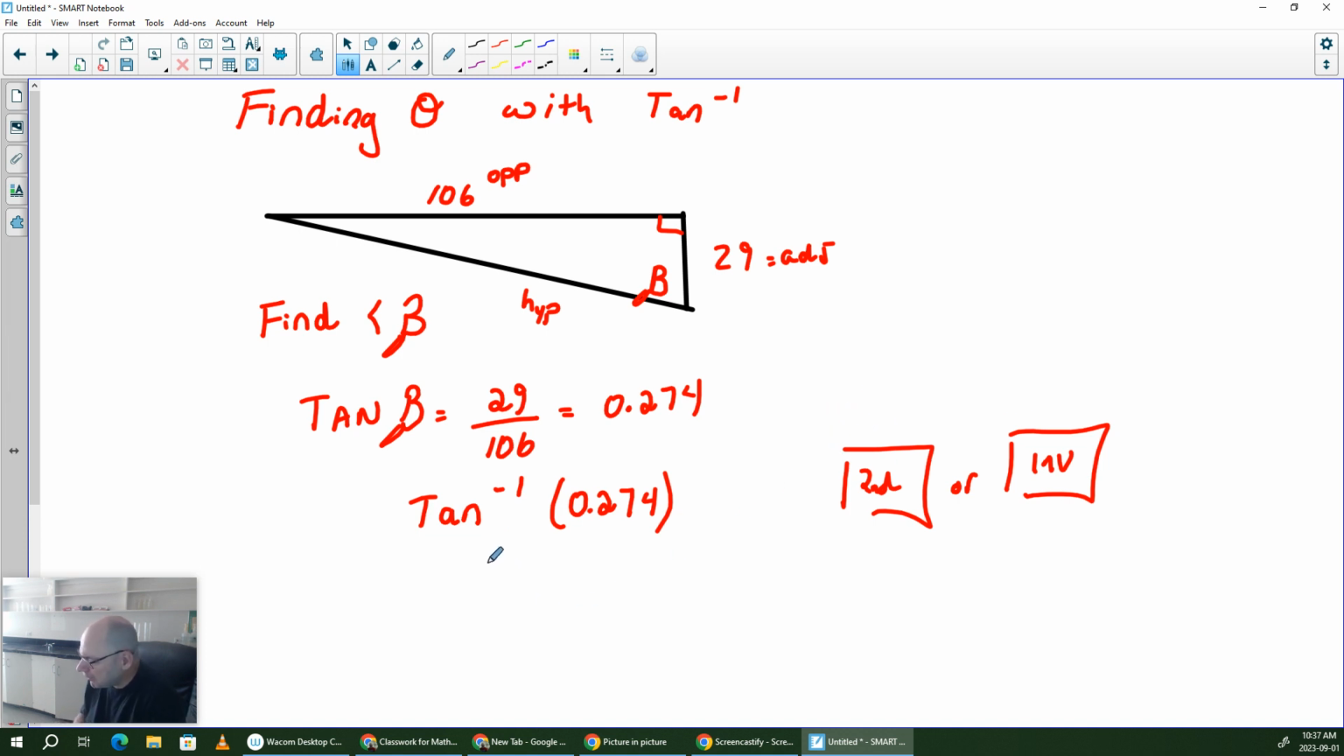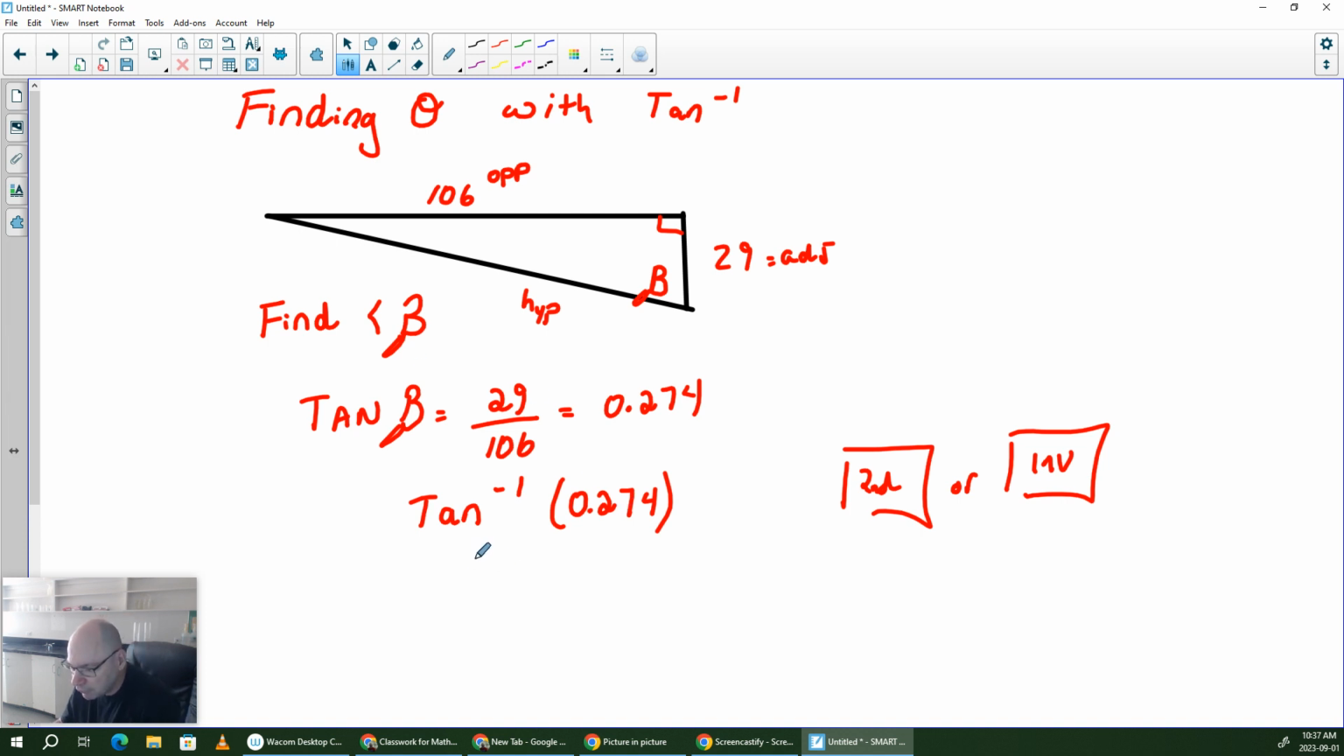If you have a forward calculator, you go inverse tan first. So if you have a forward calculator, you do this first, then you put this in. I'll show you on the big one. So you go inverse tan, and it'll show you that on your calculator. And then you go 0.274 like that, and then you hit equal. And then I get 15.3 degrees.